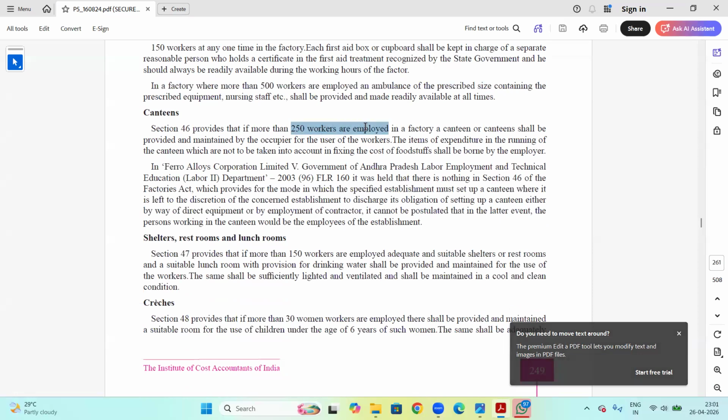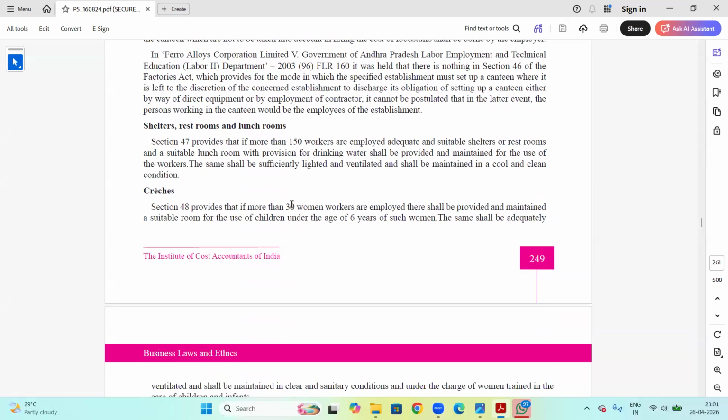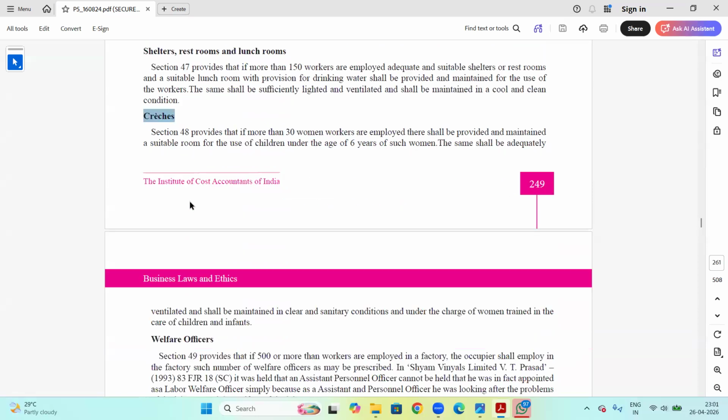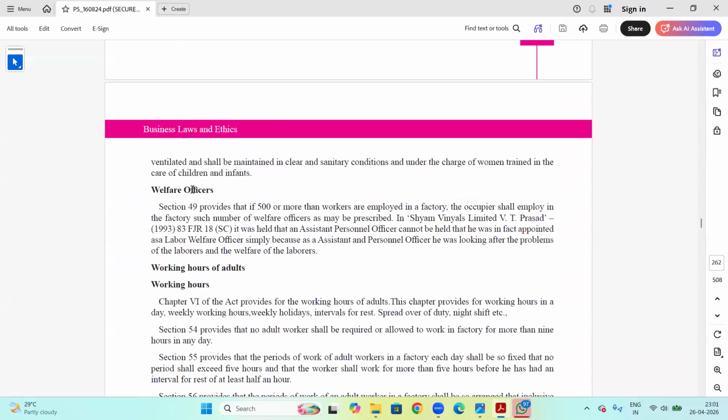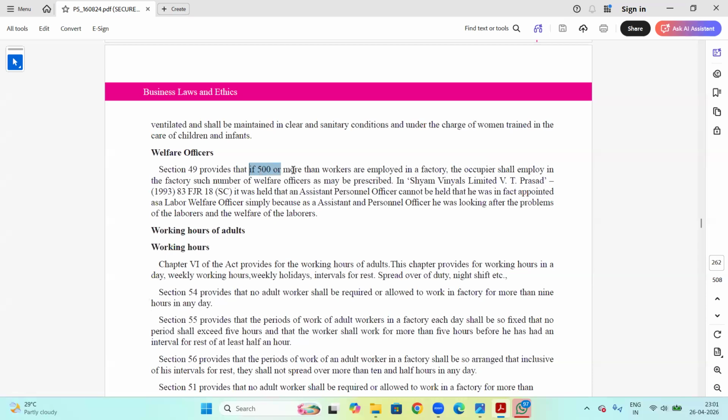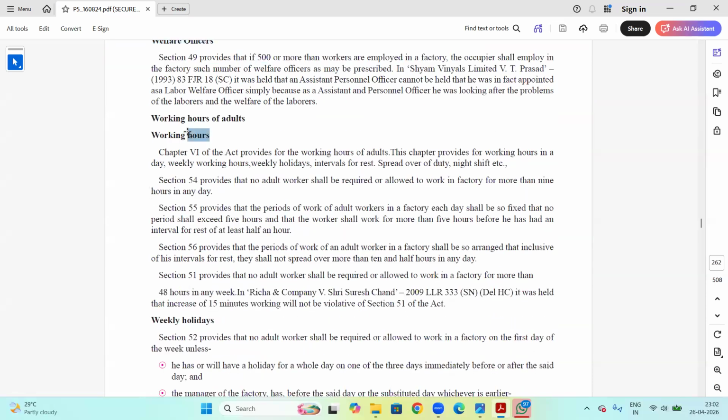Where more than 250 employees are working, a canteen shall be provided. Where more than 30 women are working, creches shall be there, and a woman shall be in charge. Where more than 500 employees are working, welfare officers shall be appointed. These are all the points you can expect.